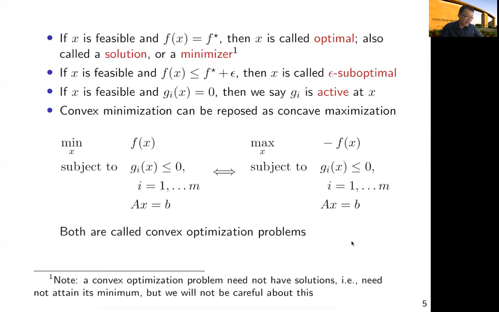Any convex optimization problem can be reposed as a concave maximization problem. This uses the fact that minus f is actually concave. So we can talk about minimizing costs or maximizing revenue, subject to our operational constraints. And no matter whether we are maximizing a concave function or minimizing a convex function, we call all of these problems convex optimization problems. Okay.